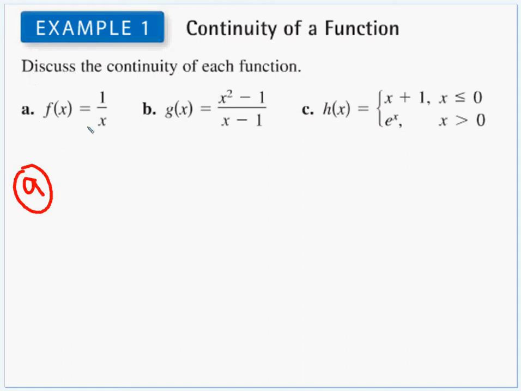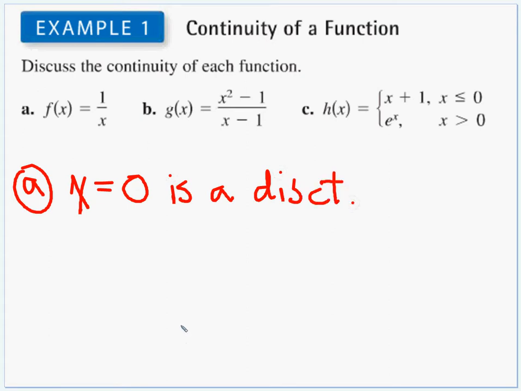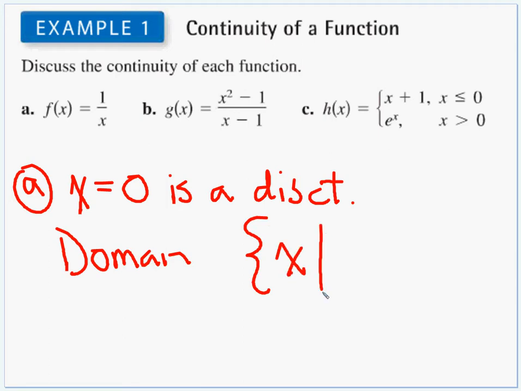So we look at our function 1 over x. What number is going to mess us up? 0. We never want to divide by 0, so if we set that denominator to 0, x equals 0 is a discontinuity. So our domain of that function, we could write, is the set of all x such that x does not equal 0. Any other number is fine.